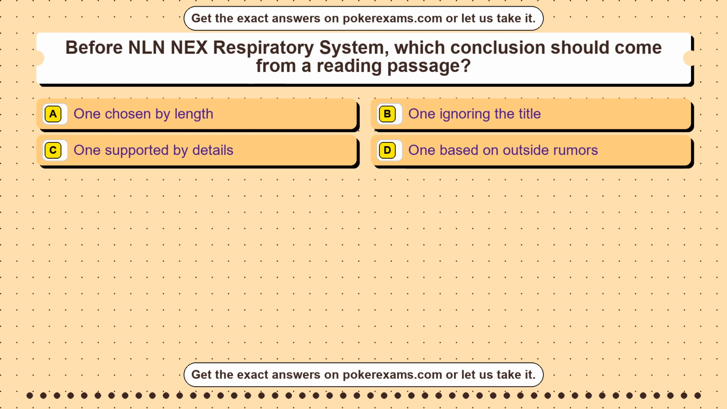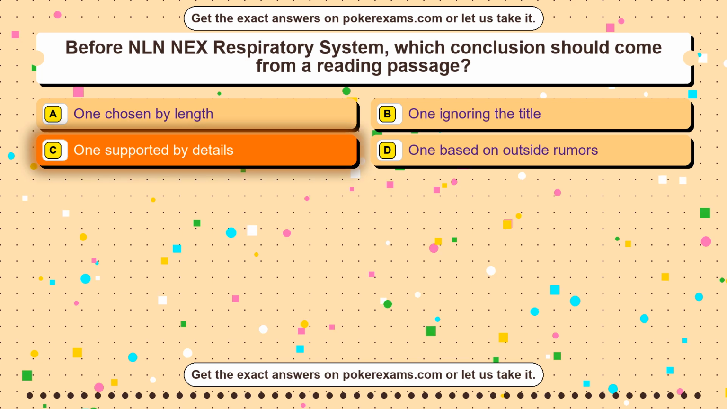Question 15. Before GED reading comprehension practice, which punctuation mark separates items in a simple list? Option A hyphen. Option B colon only. Option C comma. Option D apostrophe. The correct answer is option C.